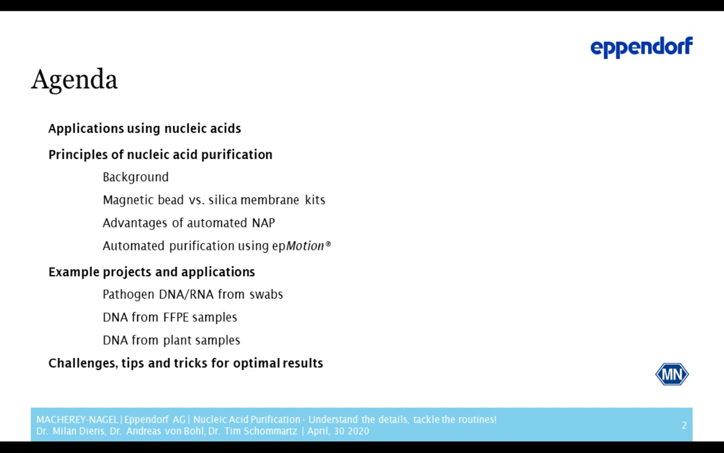I am going to start with some background information from the application side. When you have a certain application or experiment planned, there are some basic questions you should ask yourself before starting. Then I'm going to talk about the principles of nucleic acid purification, the technological background for commercial purification kits: magnetic beads versus silicon membrane kits, which are the most prominent ones on the market. We're going to show you the advantages of automated nucleic acid purification. This is presented by Tim from Eppendorf, and he's also going to introduce you to the epMotion platforms. And then from our R&D side, with a lot of hands-on experience, Andreas is going to present some example projects and applications, as well as tips and tricks for obtaining optimal results.